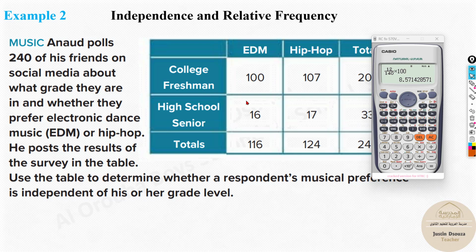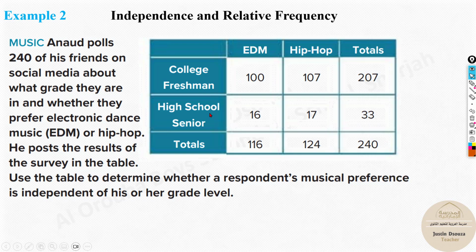Here in the question, they have already given us the frequency table. It's about music. Anod polls 240 of his friends on social media about what grade they are in and whether they prefer electronic dance music, that's denoted as EDM, or hip hop. He posts the result of the survey in a table. See over here. Use the table to determine whether the respondent's musical preference is independent of his or her grade level.